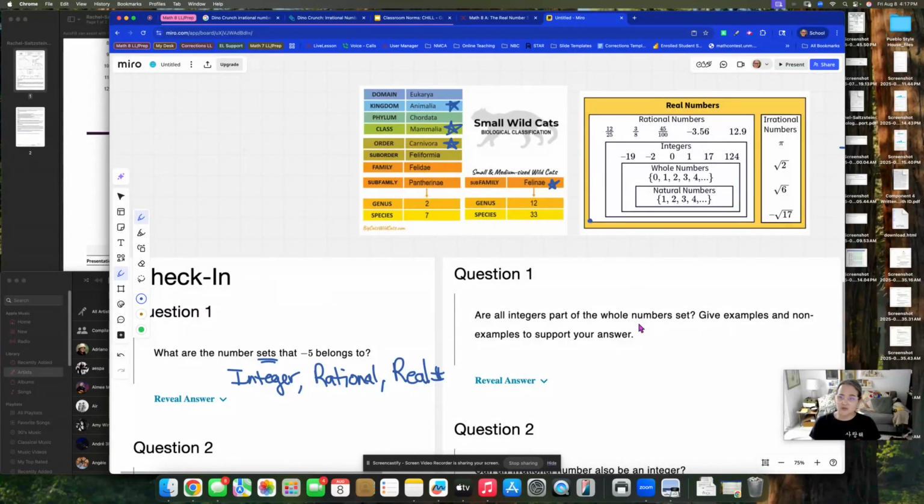So are the integers part of the whole number set? No. It's the other way around. See how the whole numbers fit inside the integer box? So this is no. What we would say is the integers contain the whole numbers.